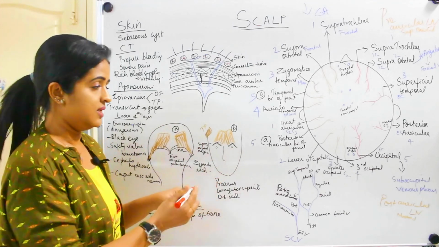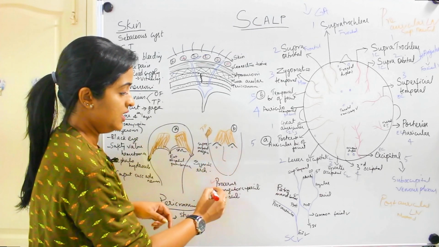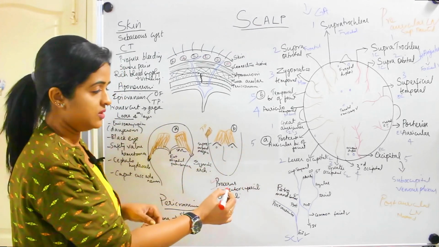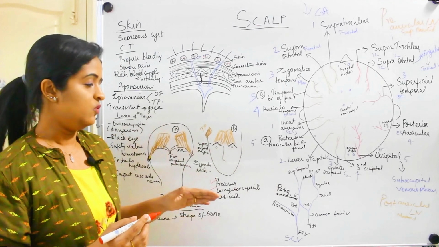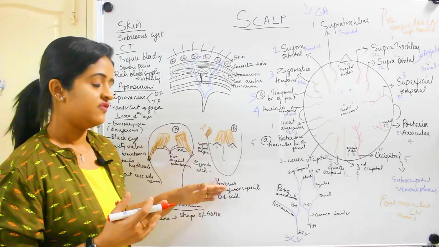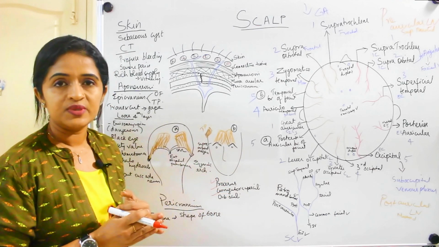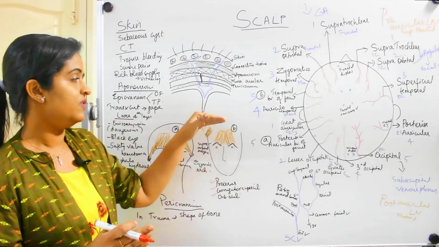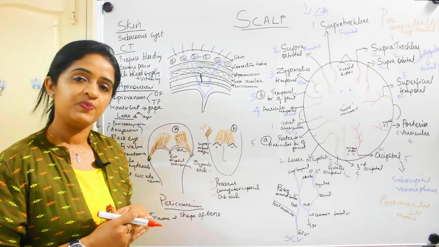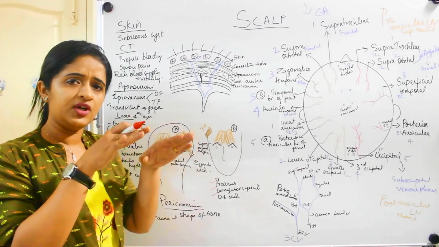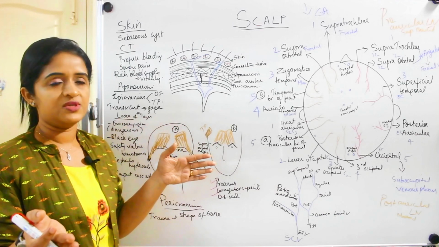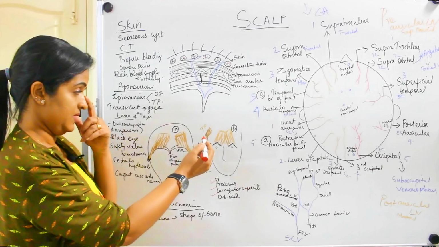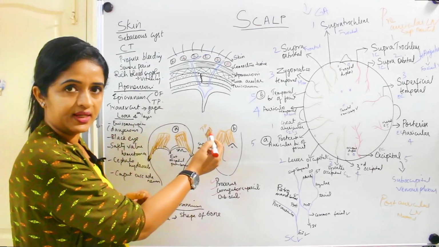One is procerus, then you have the corrugator supercilii, and the third one is orbicularis oculi. So the fibers of the frontal belly will be merging with the fibers of procerus, corrugator supercilii and orbicularis oculi. These two frontal bellies will also get attached to the galea aponeurotica. So the galea aponeurotica connects the frontal belly and occipital belly. And coming to the sides, you have the temporoparietalis muscle. So here is the temporoparietalis group.